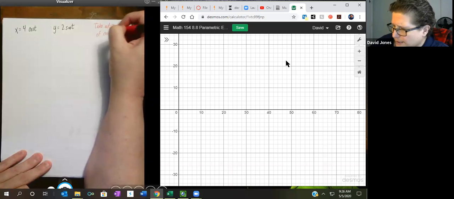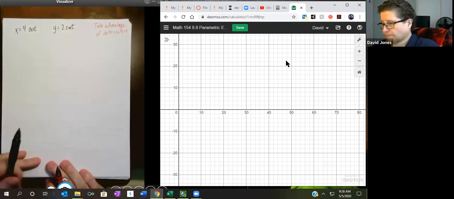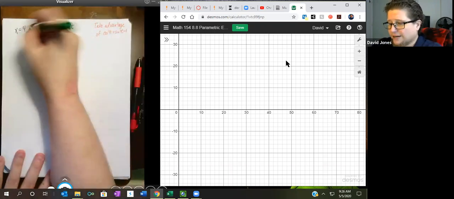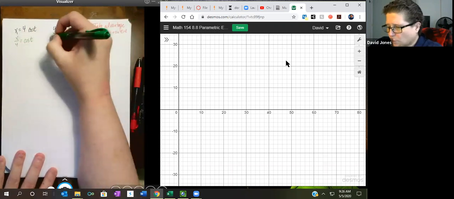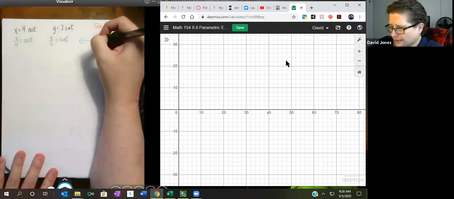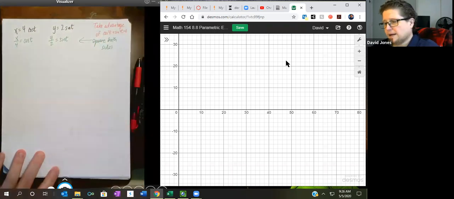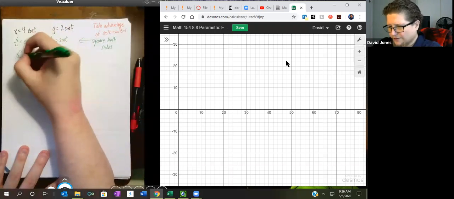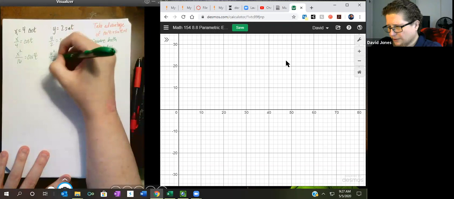cosine squared t plus sine squared t equals 1. So I'm going to rewrite these in terms of cosine t and sine t. I'll divide by 4. I've got x over 4 equals cosine t, y over 2 equals sine t. And now I'll square both sides, and I get x squared over 16 equals cosine squared t, y squared over 4 equals sine squared t.